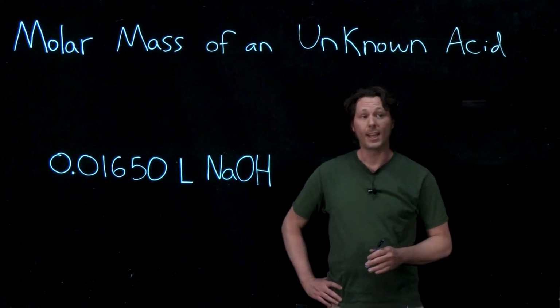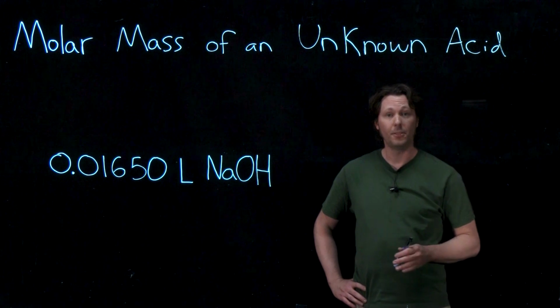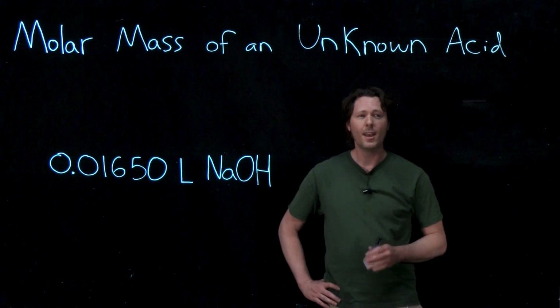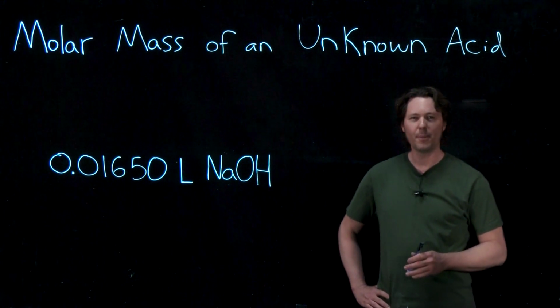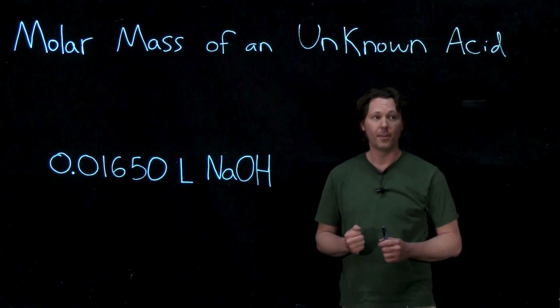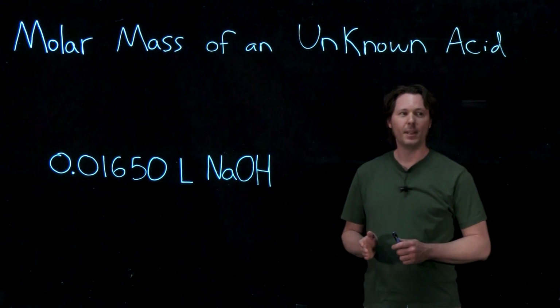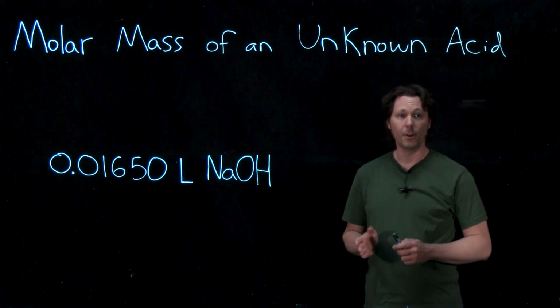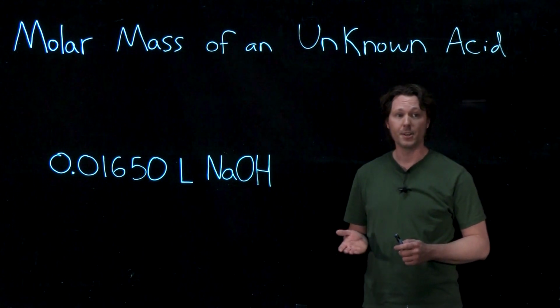Our first task is to calculate the number of moles of sodium hydroxide we use to titrate our unknown acid solution. For this example, let's assume it took 16.50 milliliters, and this number comes from our burette data, yours might be different, 16.50 milliliters of a 2.460 molar sodium hydroxide solution to complete the titration.